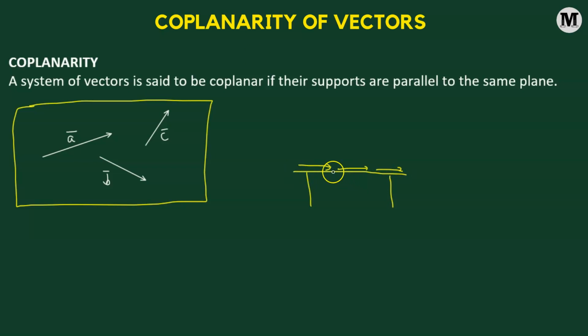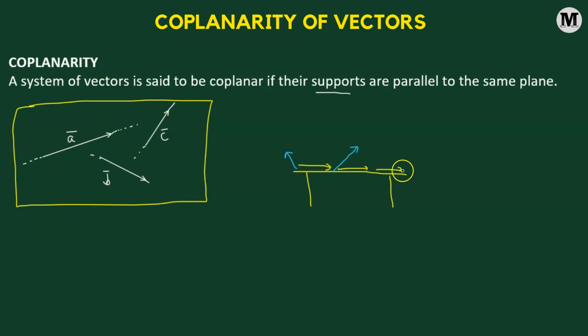The moment there is a vector which is slightly elevated at some angle, then these vectors are not going to be coplanar. The blue vectors are not going to be coplanar with the yellow vectors. In other words, a system of vectors is said to be coplanar if their supports are parallel to the same plane. Support means that if we extend the vector in either direction, then these lines must be parallel to the surface of the plane.